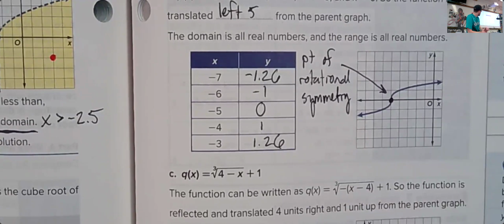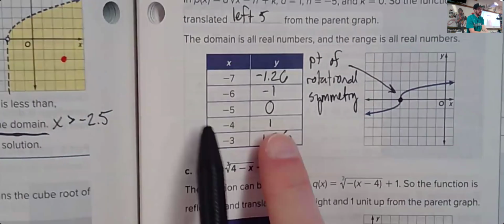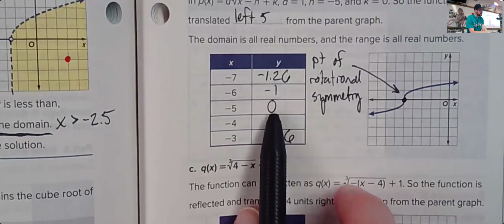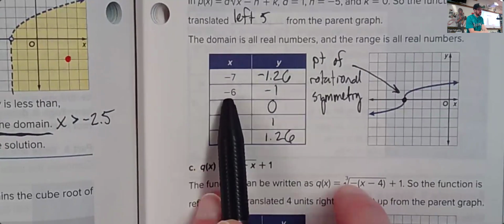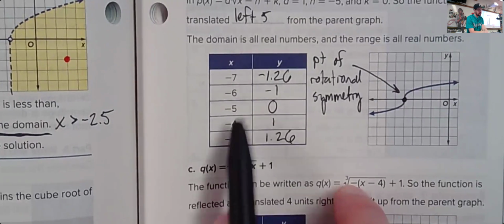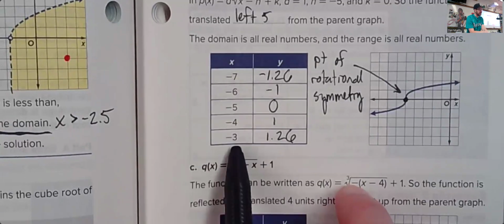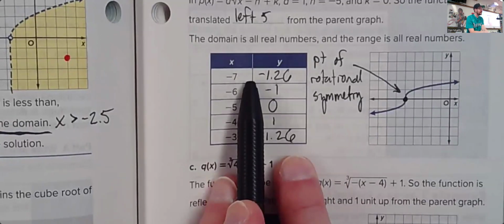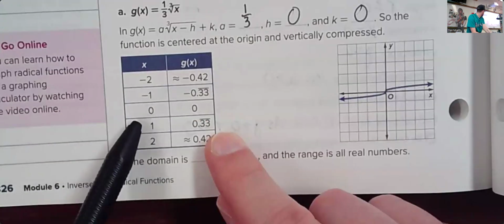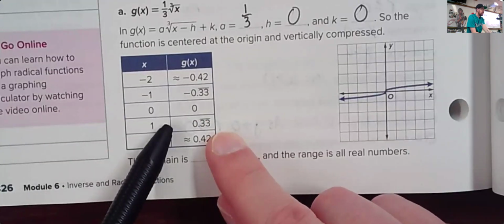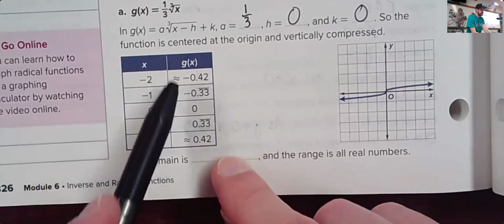And if you notice, take a look at the middle of this graph. -5, 0. 0 is in the middle of this table. If you go 1 away on the left and you go 1 away on the right, you end up with opposite values for y. If you go 2 away on the left and 2 away on the right, you end up with opposite values for y. That's always going to be true.